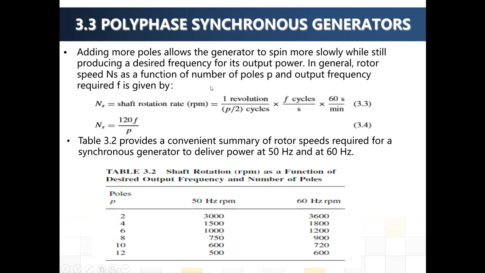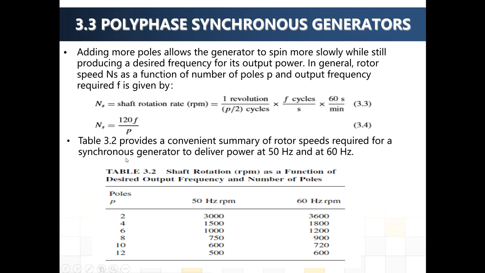The rotor speed is a function of the number of poles, P, and the output frequency, f. So the shaft rotation rate is equal to 1 revolution divided by P over 2 per cycle, multiplied by frequency in cycles per second, multiplied by 60 seconds per minute. Therefore, the shaft rotation rate is equal to 120 times the frequency f divided by the number of poles P.